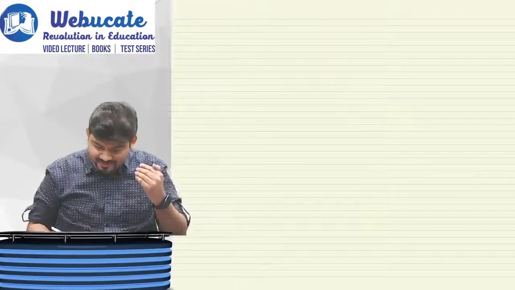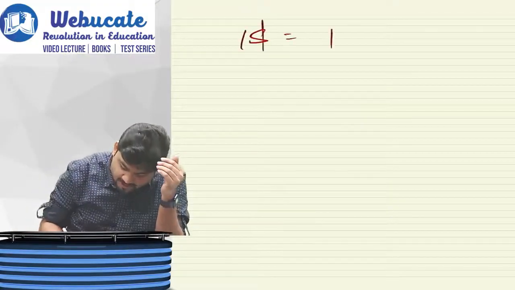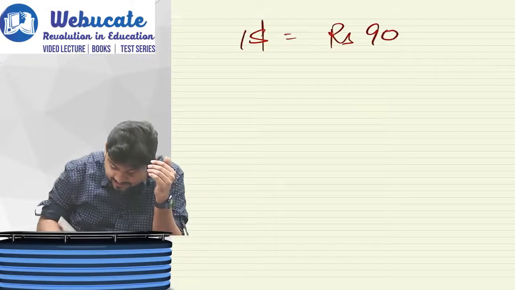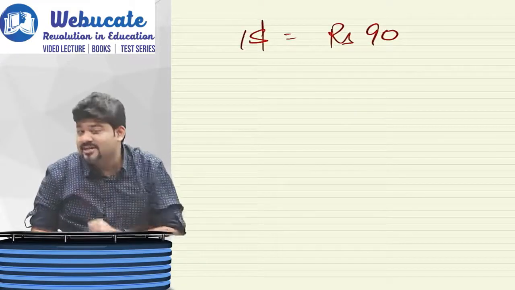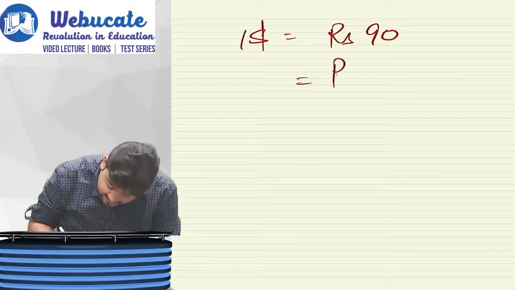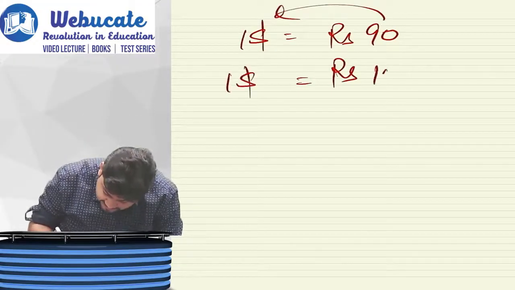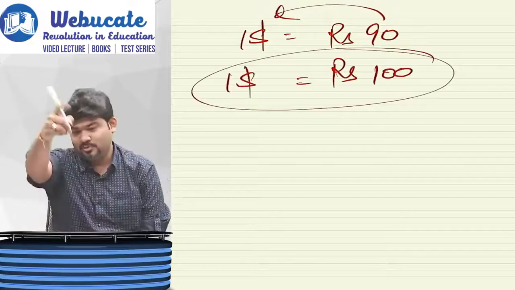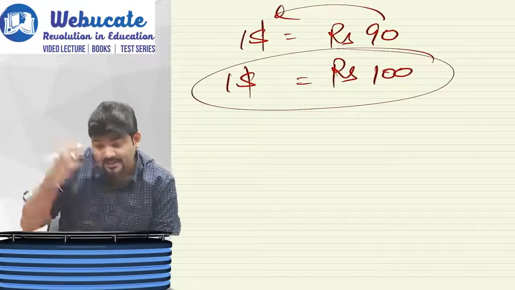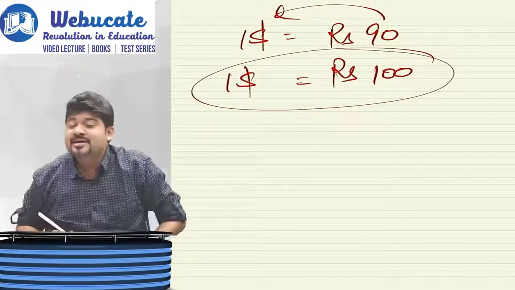See, your, say, $1 costed you, say, 90 rupees. Now there is inflation in your country. As a result, in the same 90 rupees, you will not be able to buy the same dollar. So now you will have to buy this dollar at 100 rupees, because there is inflation at your end. So the value of money has gone down.